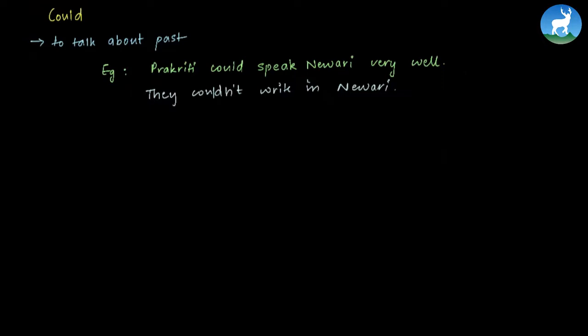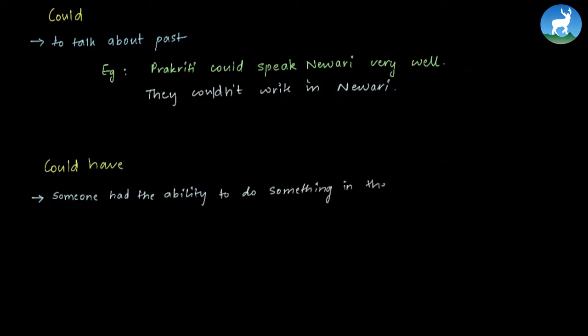We also use another modal verb, could have. So let's see how we use could have and why we use it. We use could have to say that someone had the ability to do something in the past but did not do it. They didn't do it. So let's note it down. Someone had the ability to do something in the past but they didn't do it.